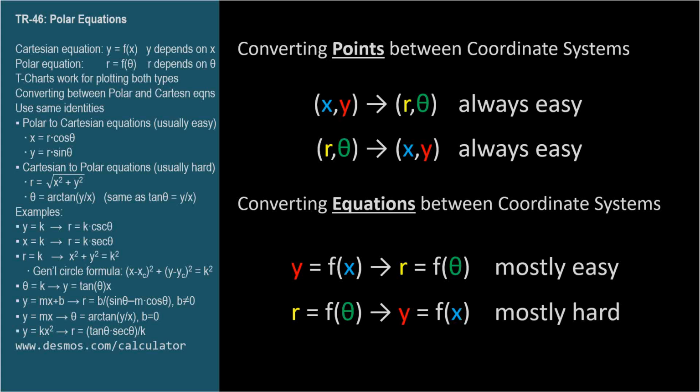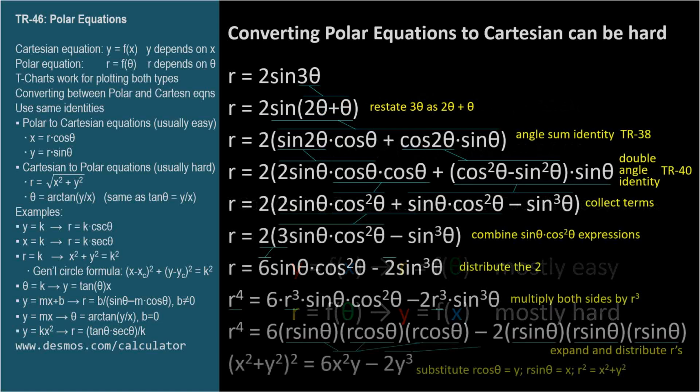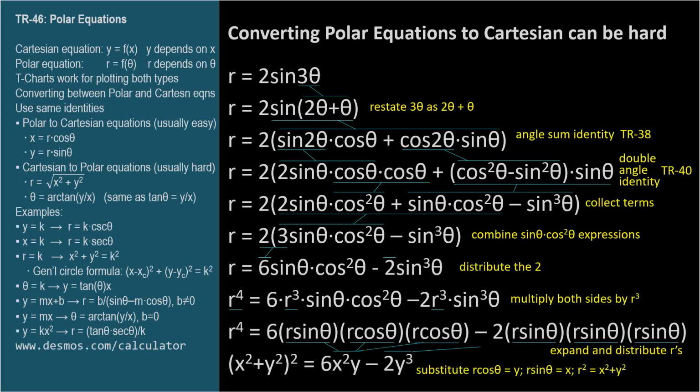Without going through its details, I'm going to show a conversion of r equals 2 sine 3 theta to Cartesian form with yellow annotations for each step. Pause if you're interested in following the logic on your own. This conversion features two identities, the angle sum and double angle identities, plus lots of factoring and simplifying. In short, we're trying to get a bunch of r cosine theta and r sine theta terms that we can substitute with x and y.